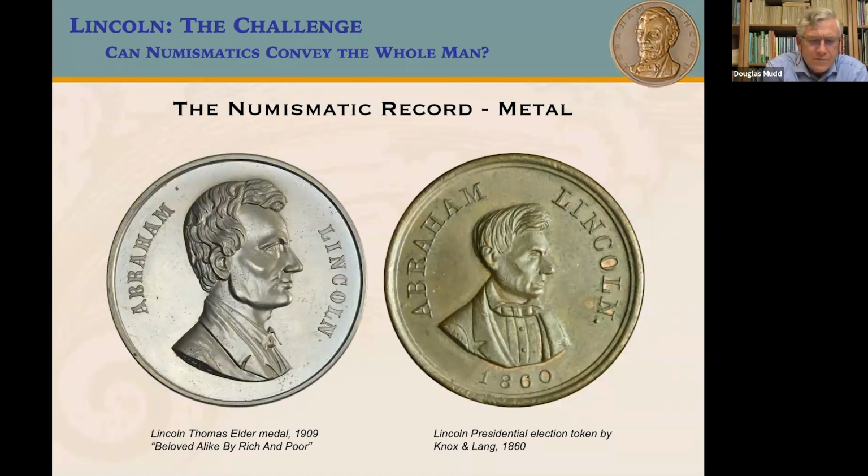Here we have some more images of Lincoln without the beard. Here's Thomas Elder's medal in 1909, where on the reverse you see beloved alike by rich and poor. And here you have a Lincoln that's very early in appearance. This is a Lincoln that's somewhere between that 1846 and 1854 photographs. He has very few lines. You see an element of his gauntness because of his very prominent cheekbones and the sunken cheeks themselves.